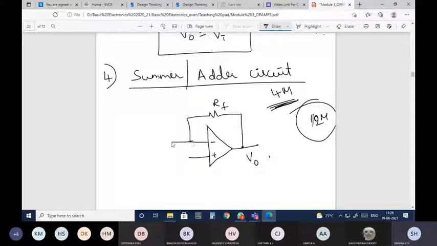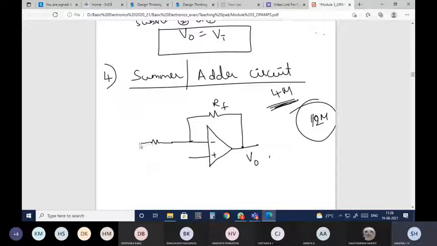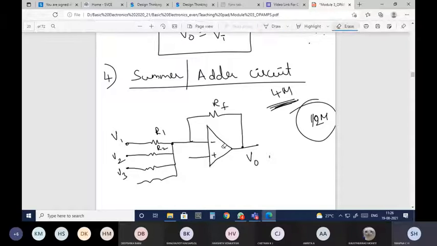First I'll draw the circuit. Instead of giving the inputs directly, I'll give them through resistors. This is my R1, this is my R2. Like this, however many inputs you want, you can give. V3, V4, as many inputs as you want, you can give using resistors as well.